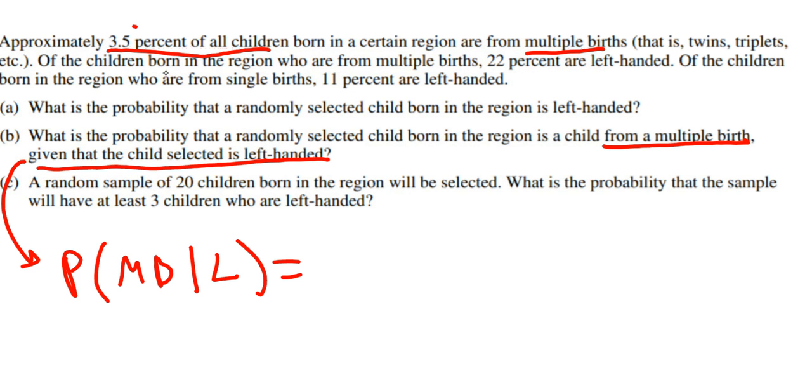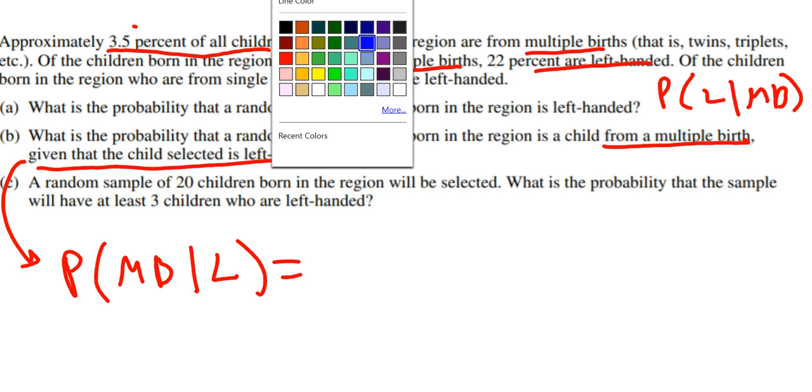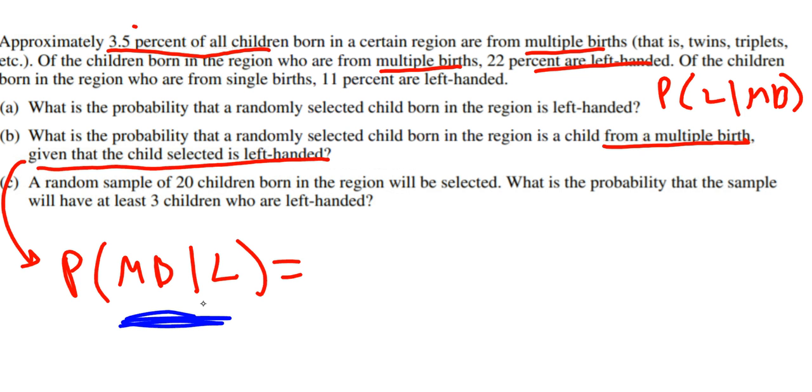Of children born in the region from multiple births, 22% are left-handed. So that probability is the probability of left-handed given multiple births. And here, the probability we're looking for is sort of in the opposite order. It's a very common thing to ask about on the AP exam, and it's from a famous theorem called Bayes' theorem. Okay, so how do you do it?